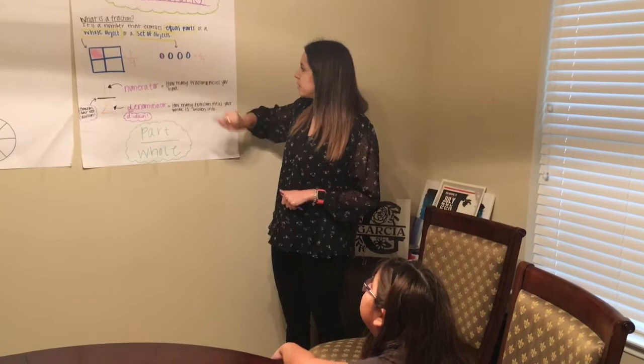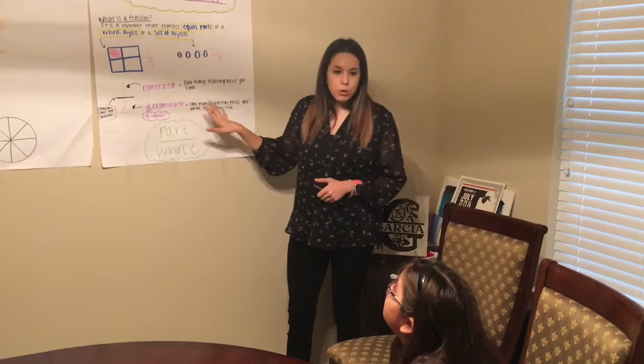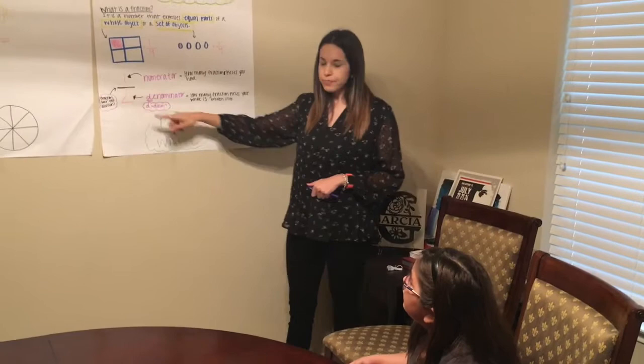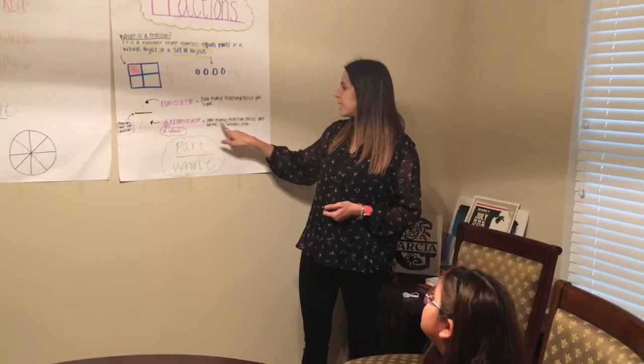And do you know anything about a numerator or a denominator? Yes. What do you know about those? Numerator is the top part of a fraction and the denominator is the second part of a fraction. Yeah, the second part underneath the bar, correct? Yeah. So the numerator is how many fraction pieces you have and the denominator is how many fraction pieces your whole is broken up into.